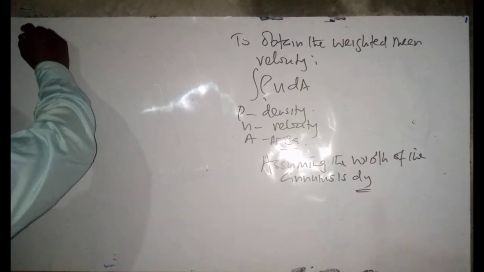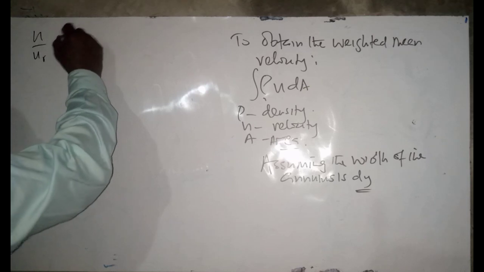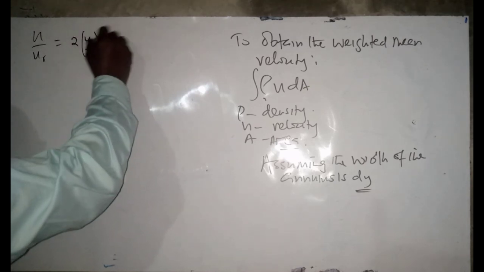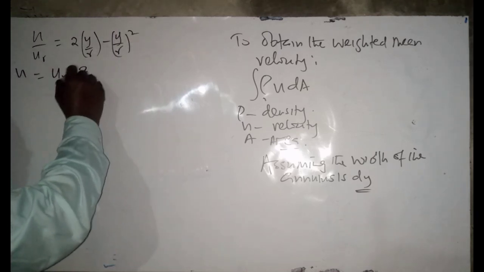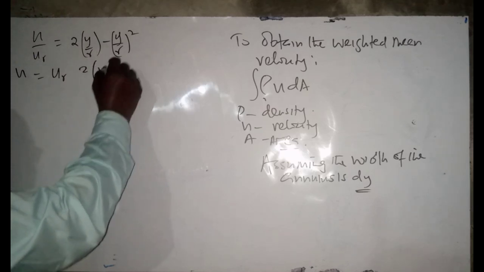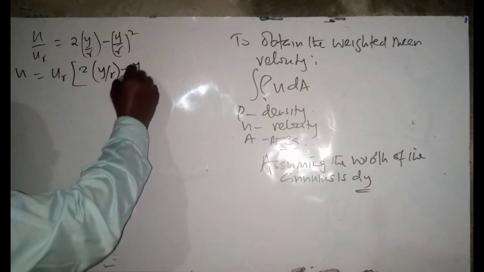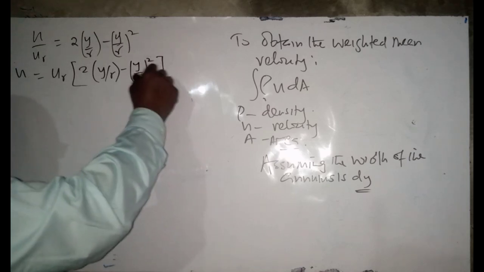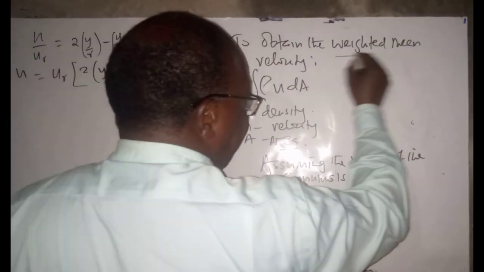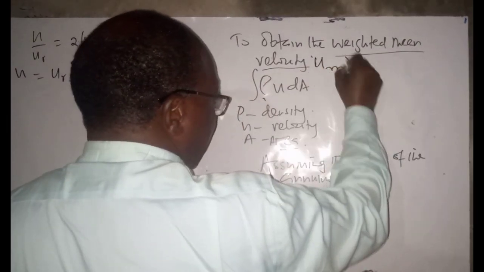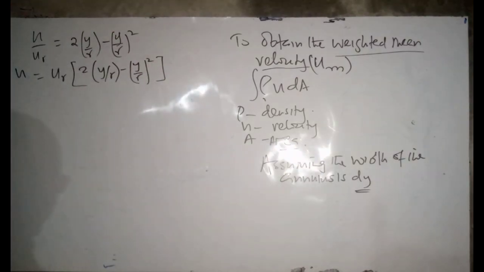We have already said that u over U_R is 2y over r minus y over r, all squared. That's the parabolic equation. So u is U_R times (2y over r minus (y over r) squared). Very straightforward. We've just made u the subject. To get the weighted mean velocity, which we designate as u_m, we simply sum over this quantity, take the integral.